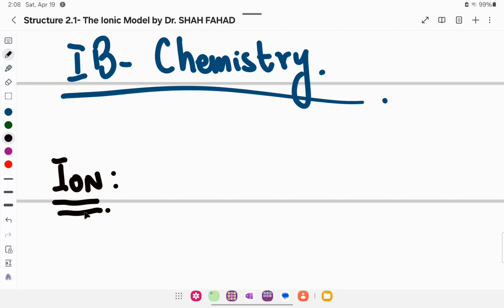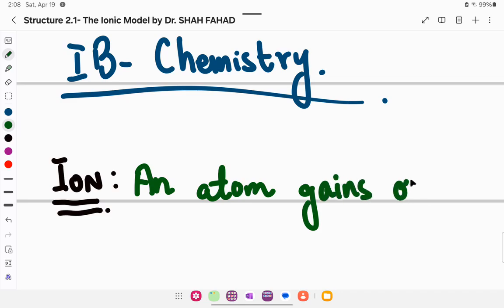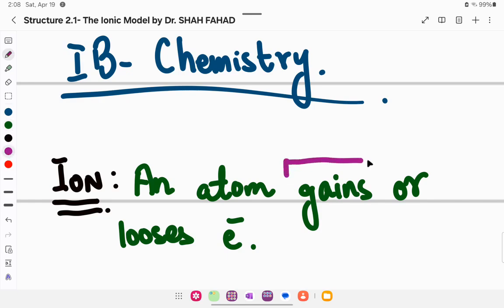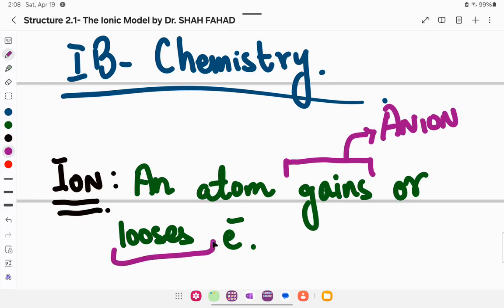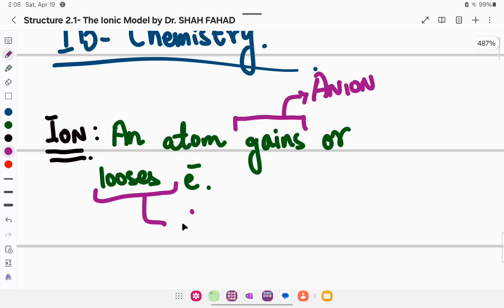So I'm pretty sure most of you know what an ion is, right? An ion is any charged species that is formed when an atom gains or loses electrons. Okay, when an atom gains an electron, it forms negative ions known as anions, and when an atom loses electrons, it forms positive ions called cations.